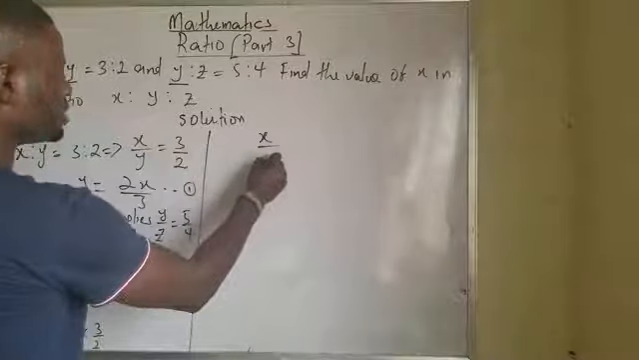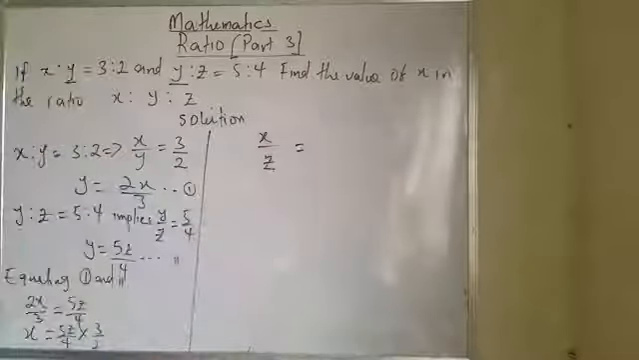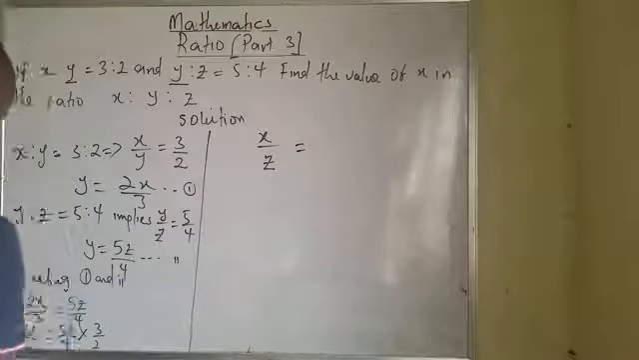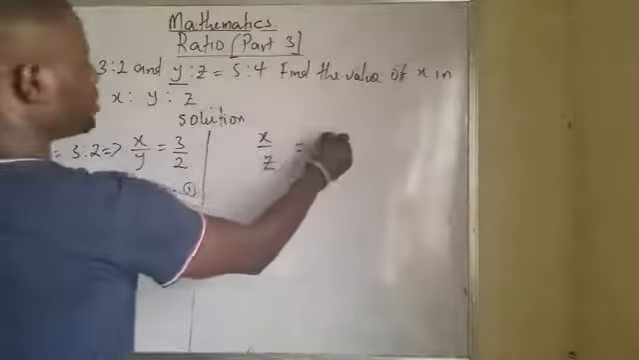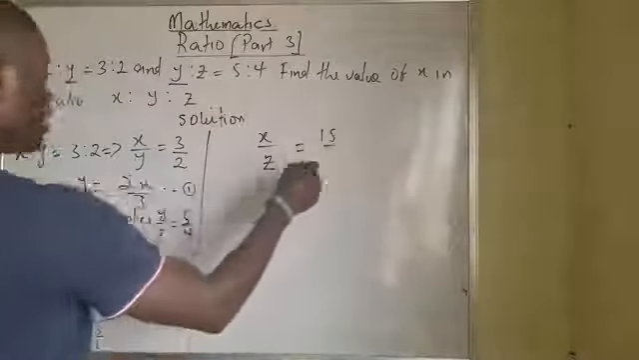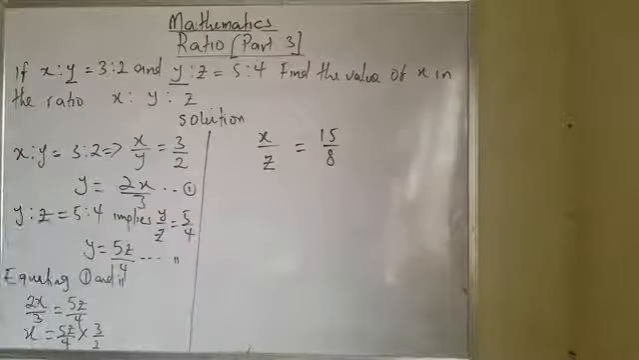Now, with what I've done, I can also say that x all over z will be equal to, can I cut anything? No, it's not possible. 15 all over 8. 15 all over 8. I don't need to cut anything. Now, since I have that, what am I looking for?